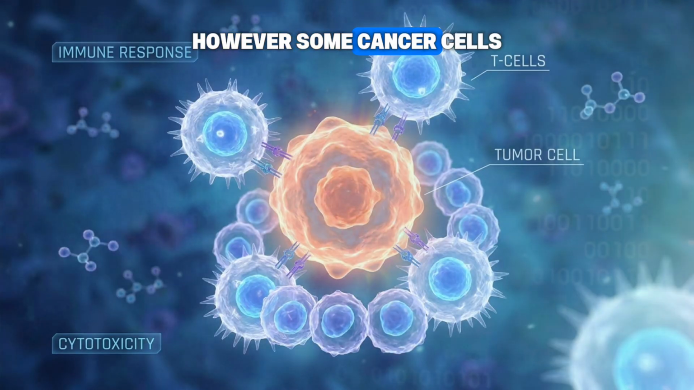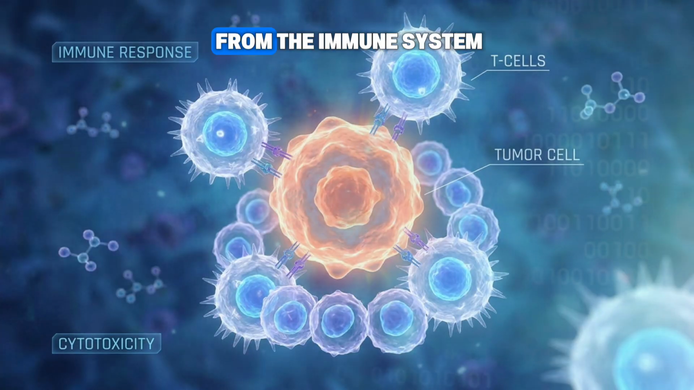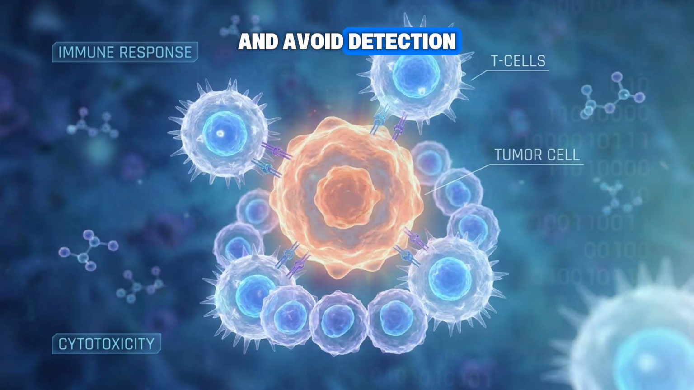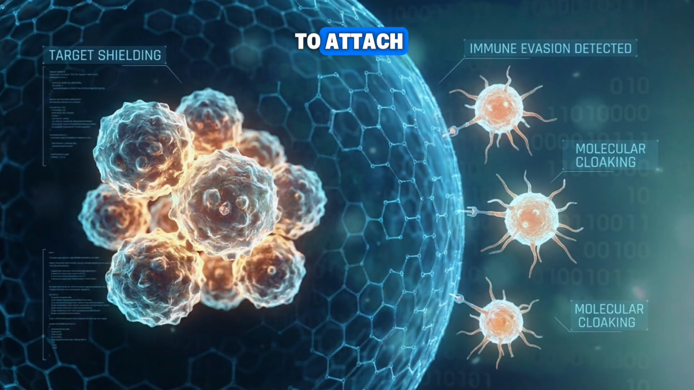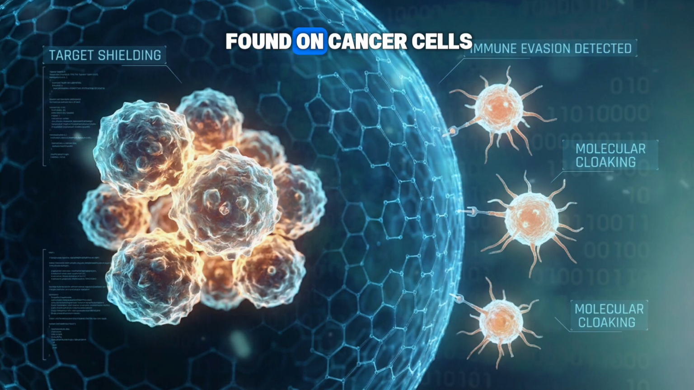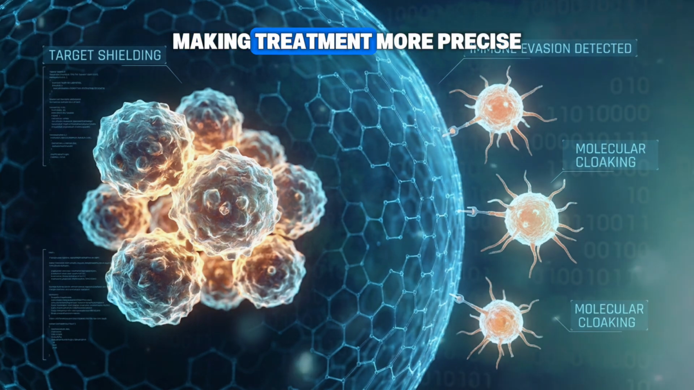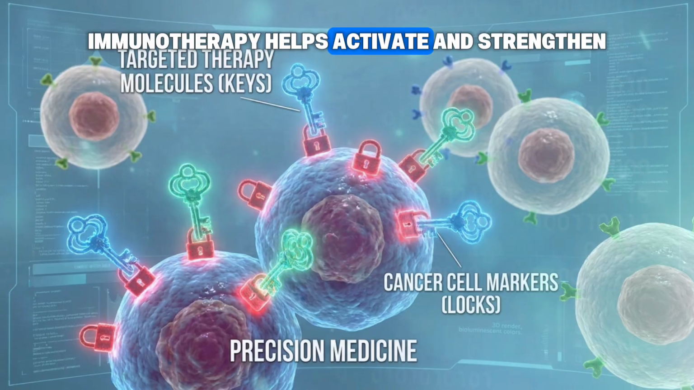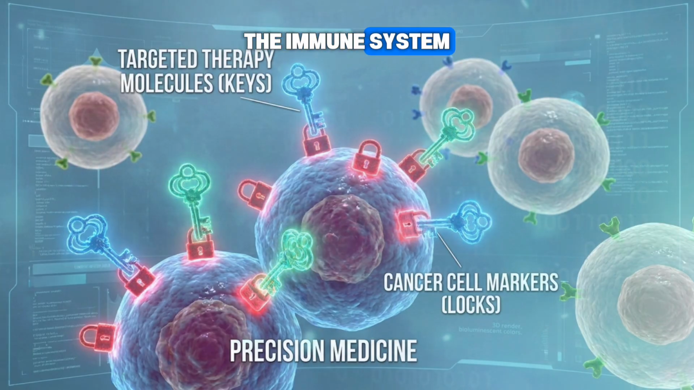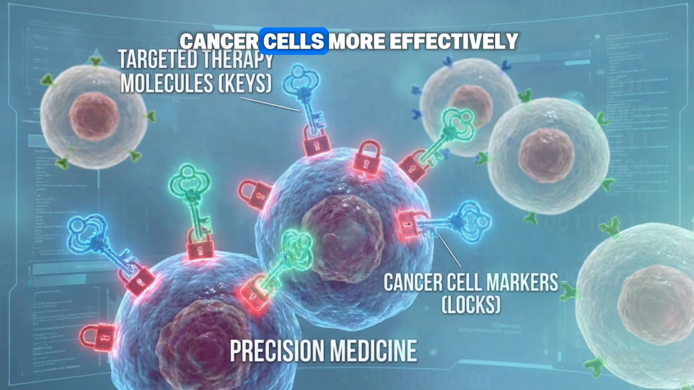However, some cancer cells develop ways to hide from the immune system and avoid detection. Targeted therapy is designed to attach only to specific markers found on cancer cells, making treatment more precise. Immunotherapy helps activate and strengthen the immune system so it can attack cancer cells more effectively.